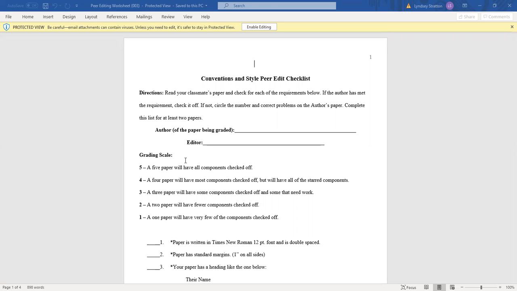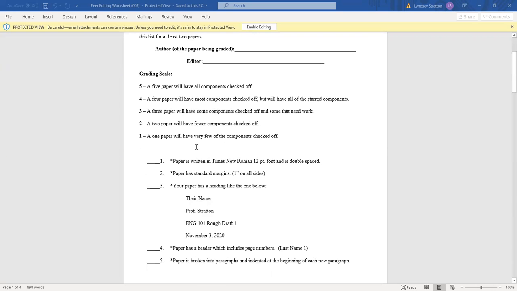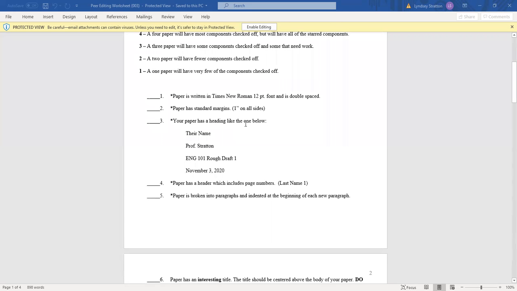So this peer edit paper I usually use for 101 and 102, but for obvious reasons, it'll help you guys out as well, okay? It's a much more elongated list than the one that I provided in the email. So just go over it briefly. You're going to make sure that it's written in Times New Roman, 12-point font, and it is double spaced. It has the standard margins, which is typical settings for Microsoft Word and Google Docs, okay?